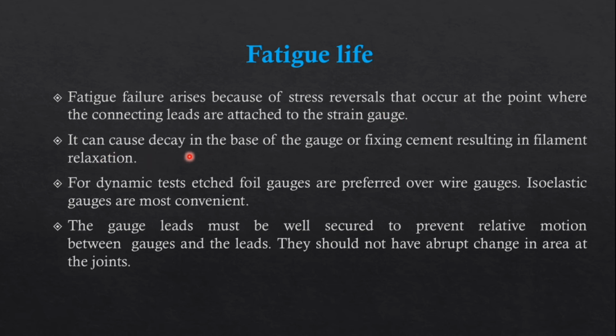It can cause decay in the base of the gauge or fixing cement, resulting in filament relaxation. For dynamic tests, etched foil gauges are preferred over wire gauges. Isoelastic gauges are most convenient in these situations, and the gauge leads must be well secured to prevent relative motion between gauge and leads. They should not have an abrupt change in area at that joint. So we already know about the leads, because leads are also important in our strain gauge factor.